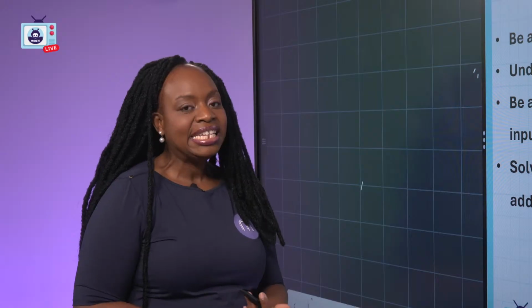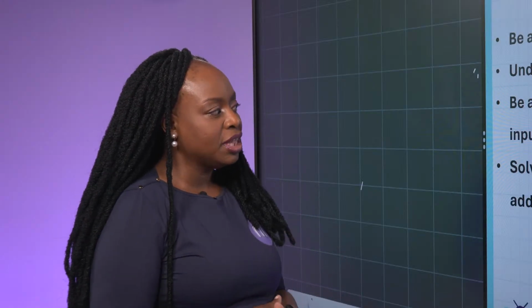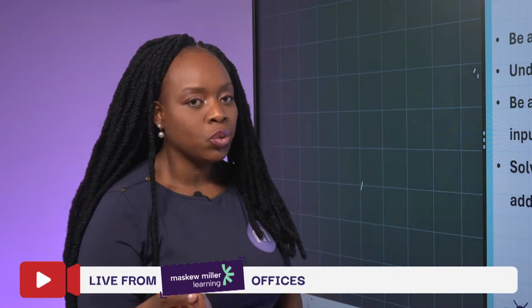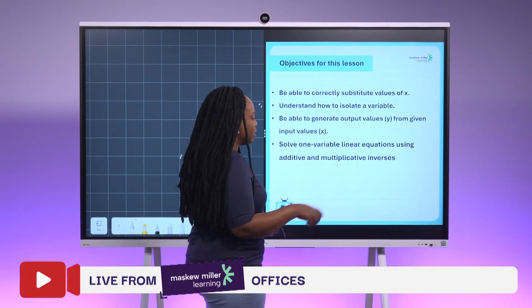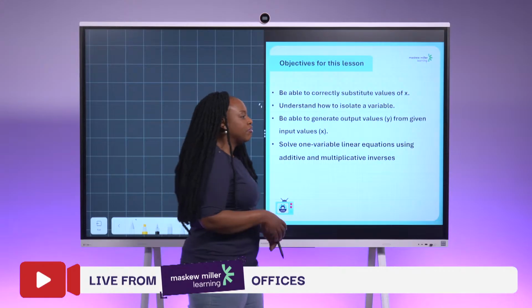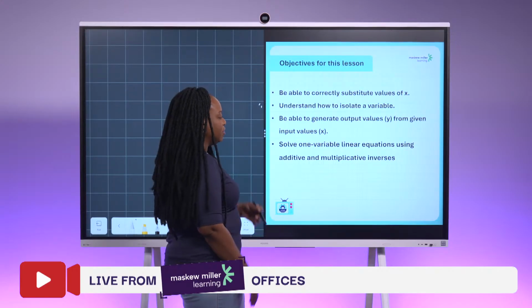So by the end of this session, you should be able to substitute correctly the value of the unknown and get the answer of what you need to get, right? You need to understand how to isolate, leave the variable by itself, so that you can get to the answer and also generate the output and input information for the table, which will then help us when we deal with functions and relations. And also how to solve for a variable given a linear equation using an additive or multiplicative inverse.